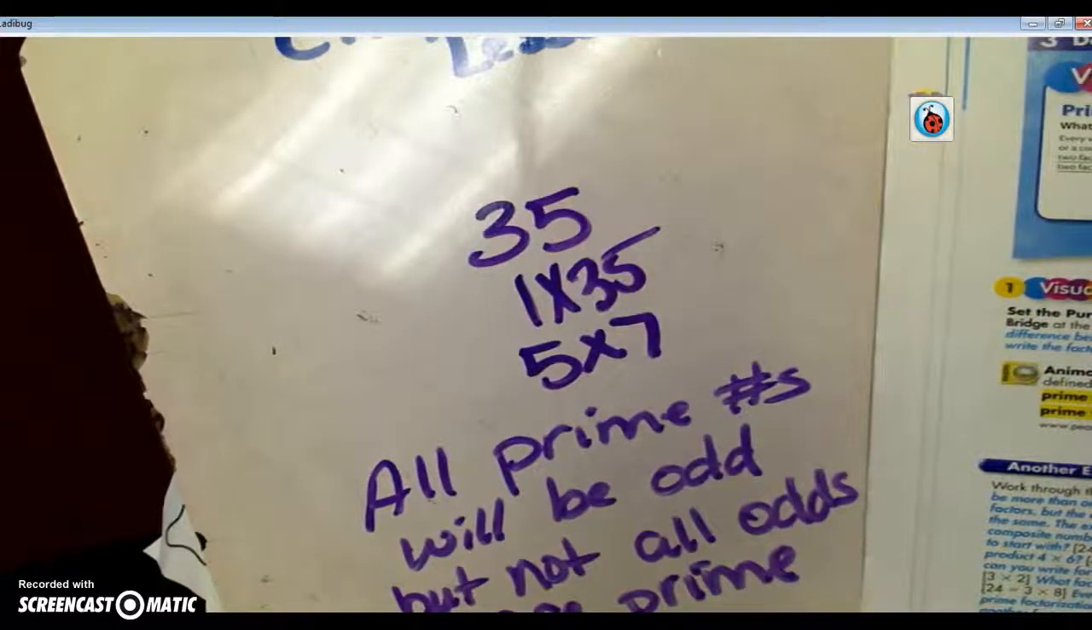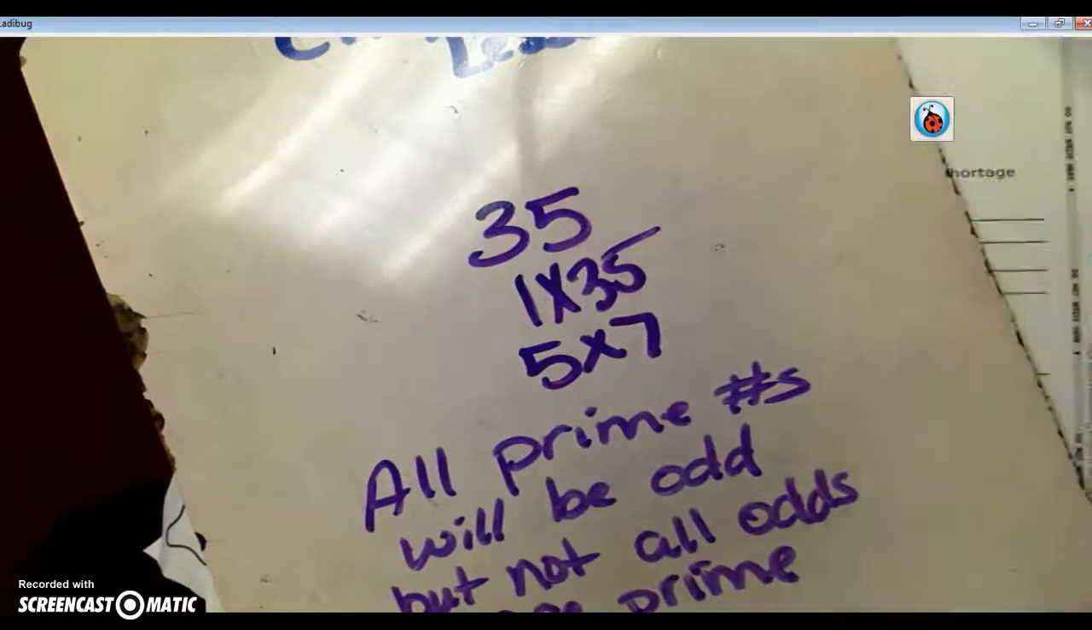Because it's such a low number, it only has 2 factors, one and itself. Okay? So, prime versus composite. Composite has multiple factors. Prime only has 2: one and itself. Okay? Now, why do we have to know that?